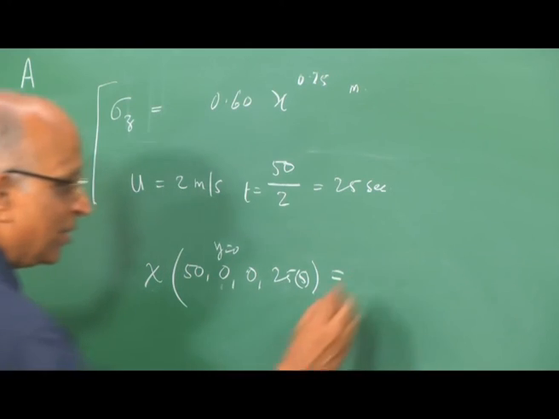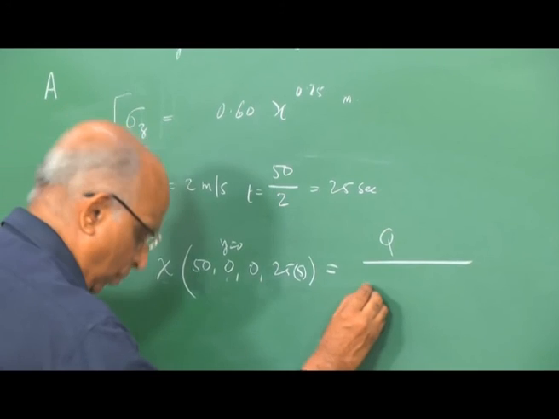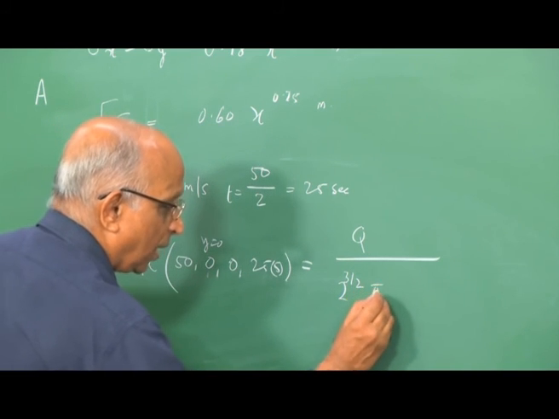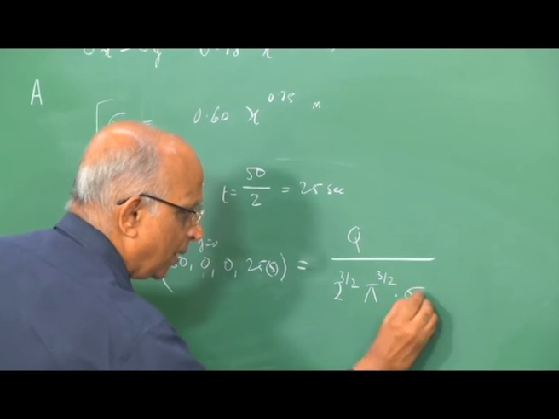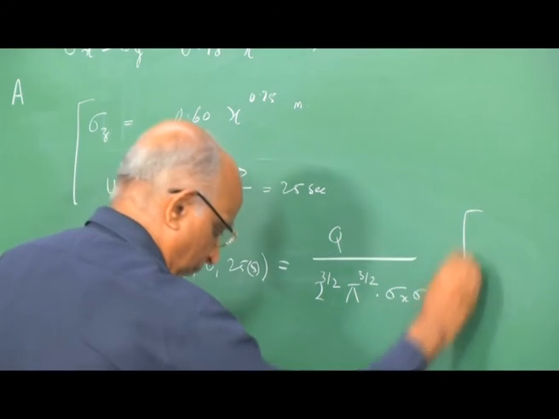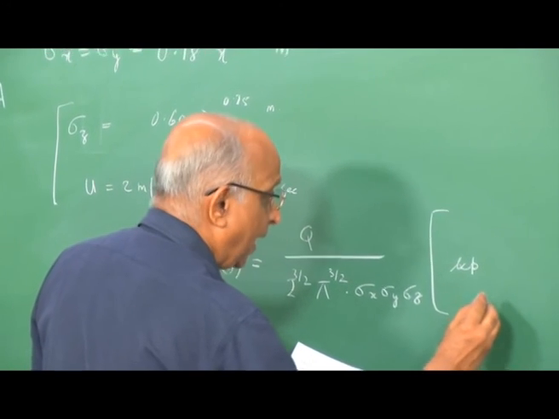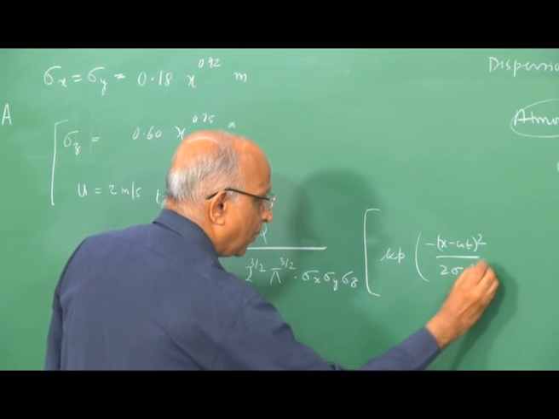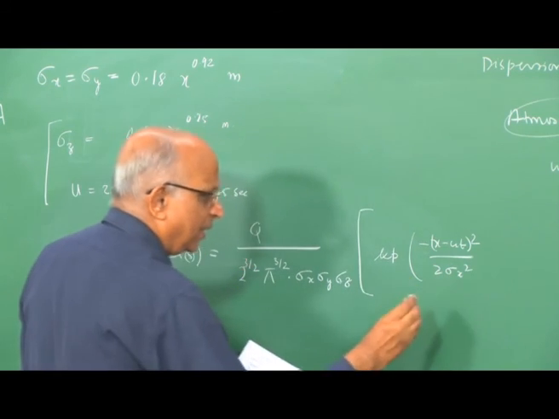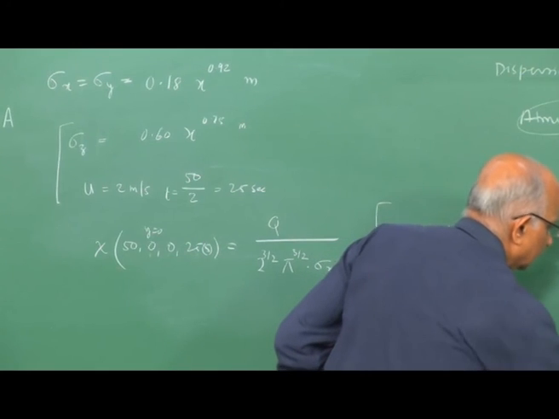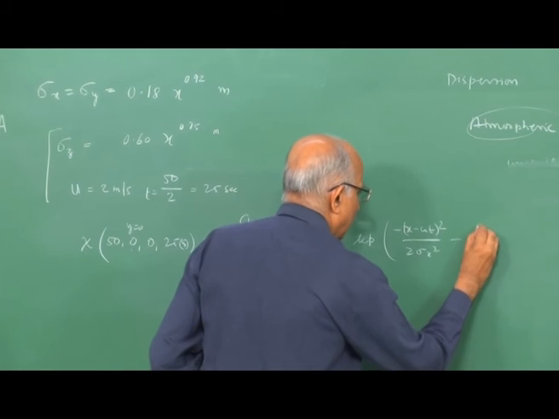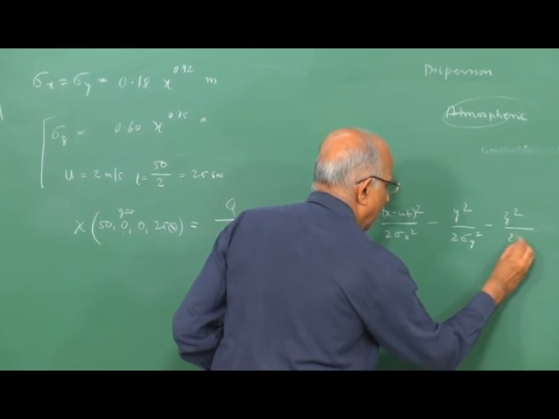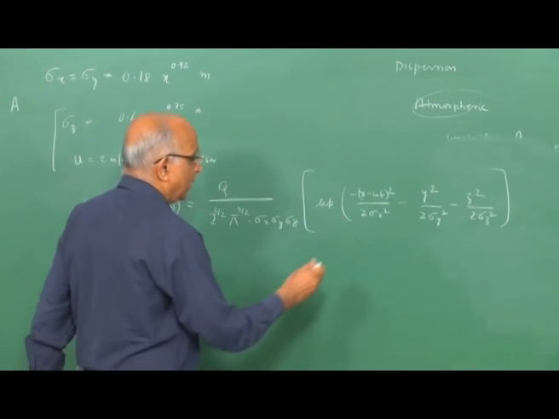And this I can write as, I go back to my equation, we had the equation Q divided by 2 to the power 3 by 2, pi to the power 3 by 2, sigma x, sigma y, sigma z, into exponential of, we had the term x minus ut whole squared by 2 sigma x square, and I have over here, let me write the other terms, minus y square divided by 2 sigma y square minus z square divided by 2 sigma z square.